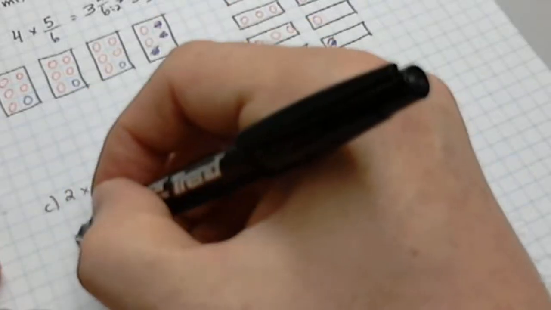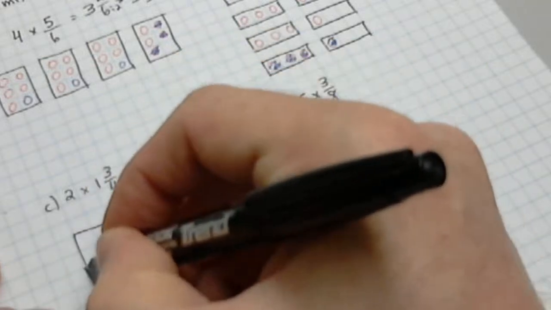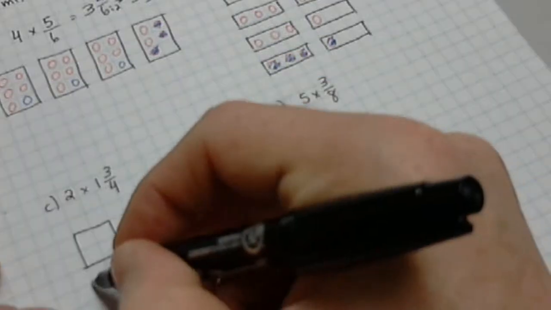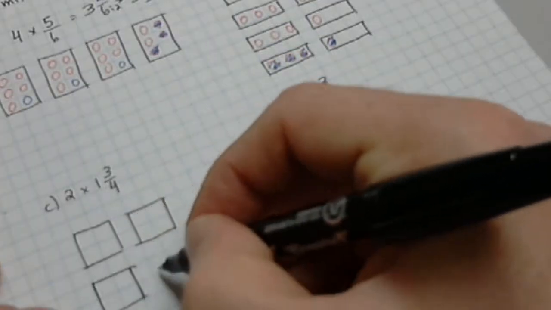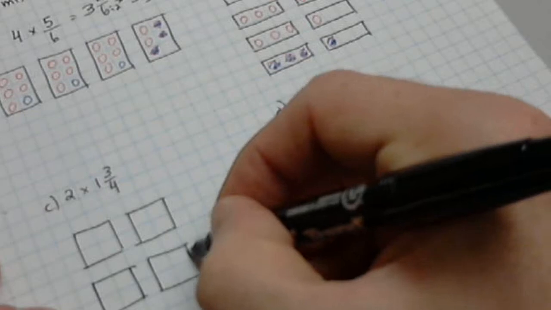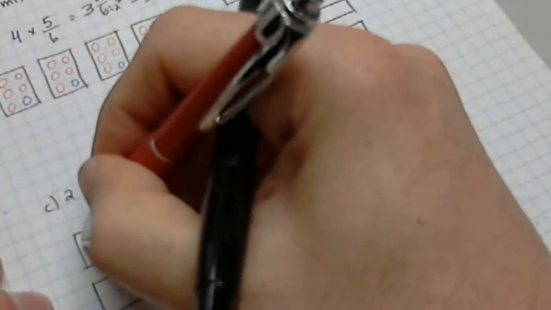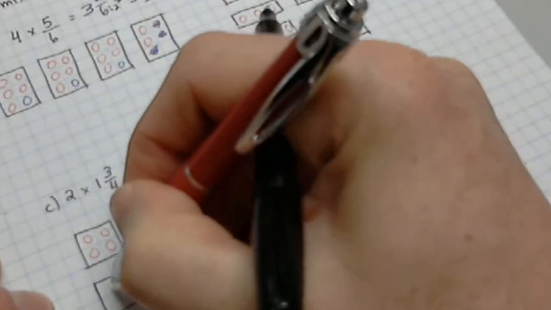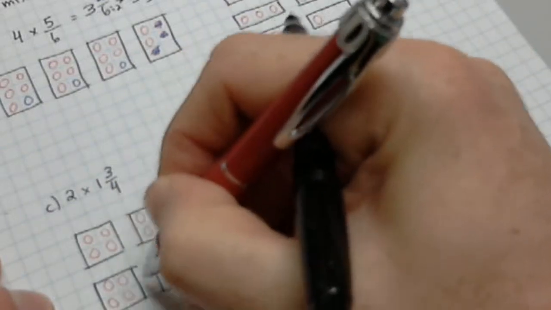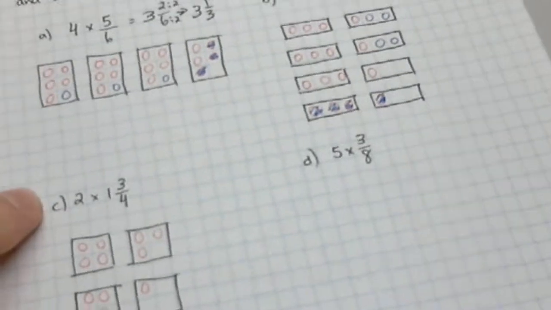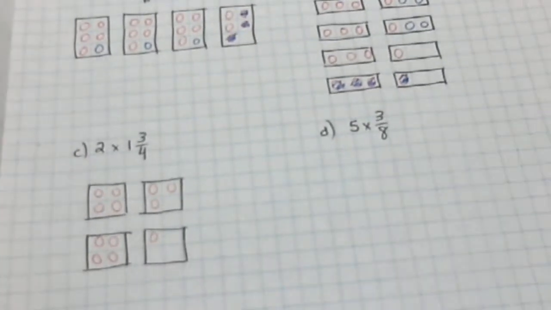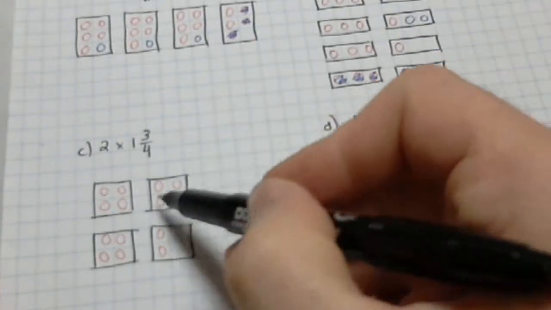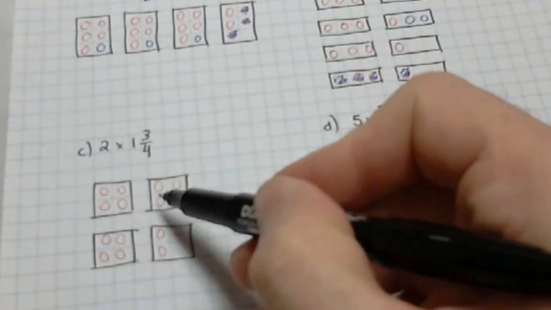Okay. Same thing over here. There's 1. There's my second group. So this is 2 times 1 3/4. Oops, I need to draw a couple more circles in here. I have one all the way full, and then 3/4 of another one.